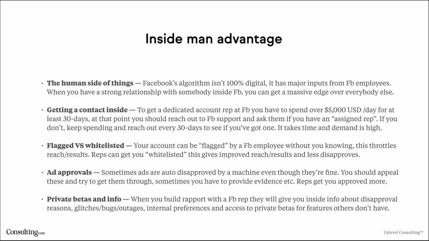And getting a contact inside. So to get a dedicated account rep at Facebook, you have to spend over $5,000 a day for at least 30 days. And at that point, you should reach out to Facebook support manually and ask them if you have an assigned rep. Because what we noticed happens is that we had a rep, but we didn't know we had a rep. And then one day we were just talking to Facebook support, and they were like, "Oh, yeah, I can see you've got a rep assigned." And we're like, "What? We have a rep?" And they're like, "Yeah, you've got one." And we're like, "Who are they?" And then we actually reached out to them, and it turns out we had one.